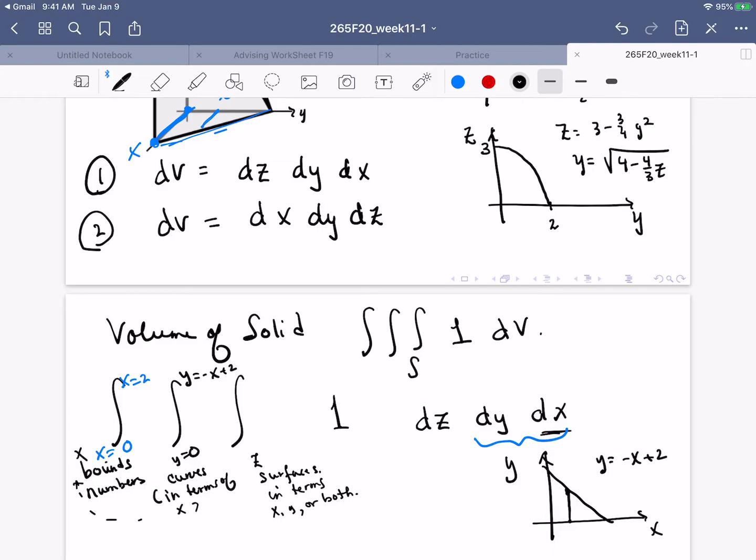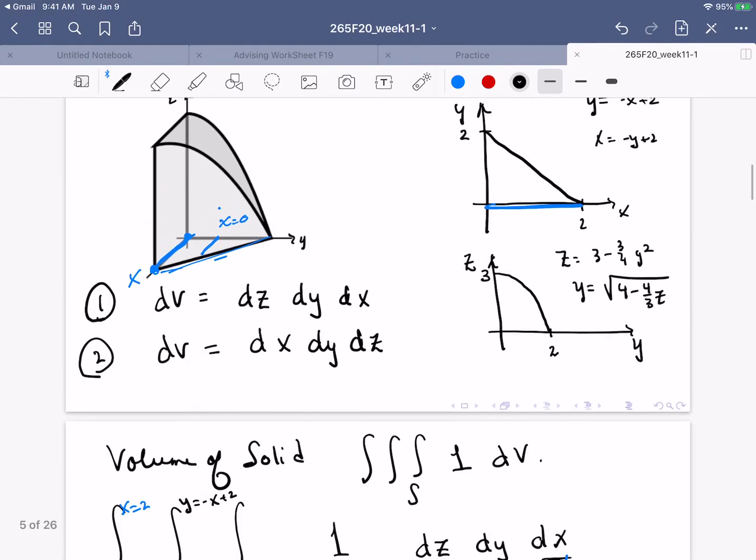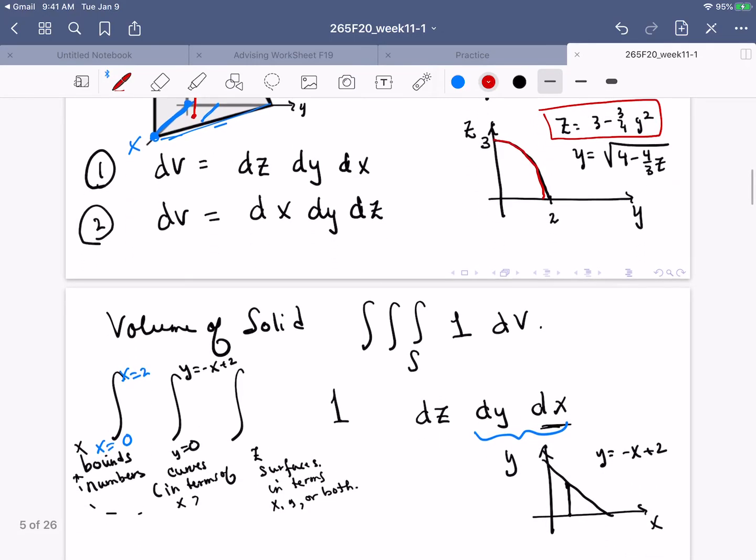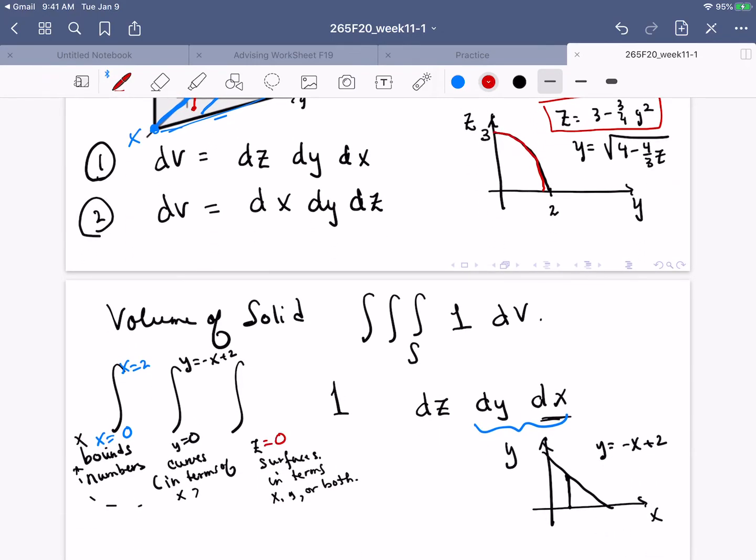Okay. And then finally, for the bounds for z, I can think of z as going from this bottom surface up parallel to the z-axis to this curve. And that curve, or that surface, is based on the relationship between y and z. And we know that z equals 3 minus 3/4 y squared. So z is going to go from 0 to 3 minus 3/4 y squared. And that's the first way, or one way, that we can write this iterated integral.